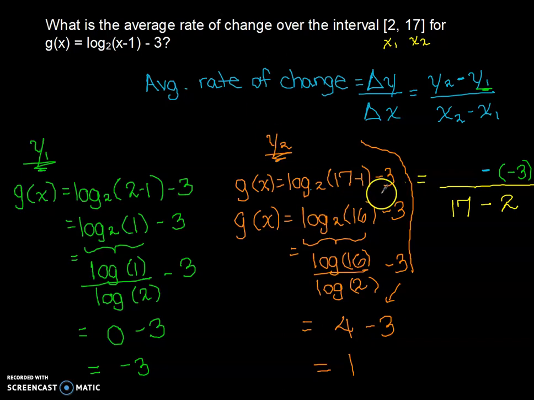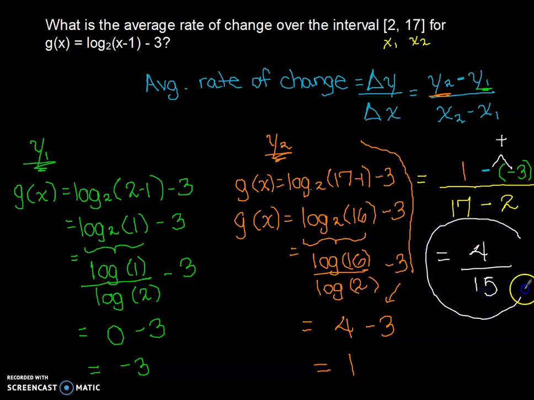So from here, I'm going to replace the y sub 2 with 1 and solve. So I have 1 minus negative 3, and minus and negative together makes plus. That will give me 4 over 17 minus 2, which is 15. And that's it. That's my average rate of change. All right, guys, hope this helps.